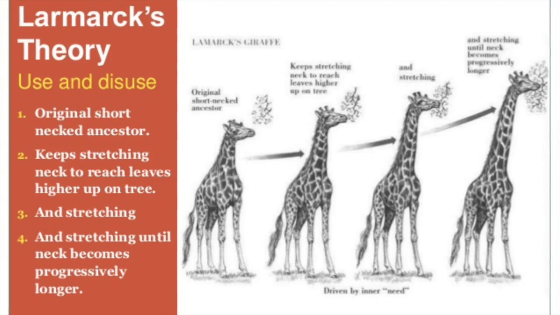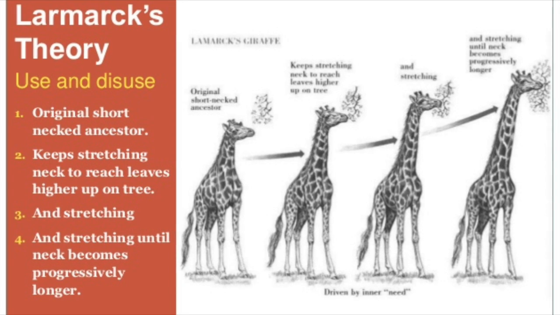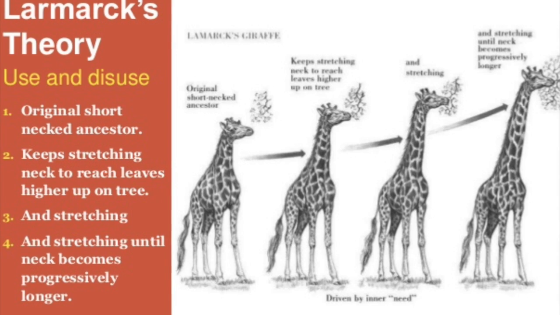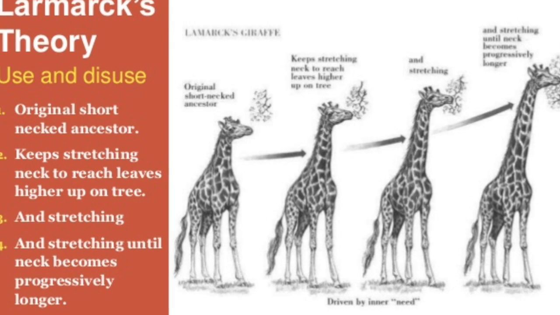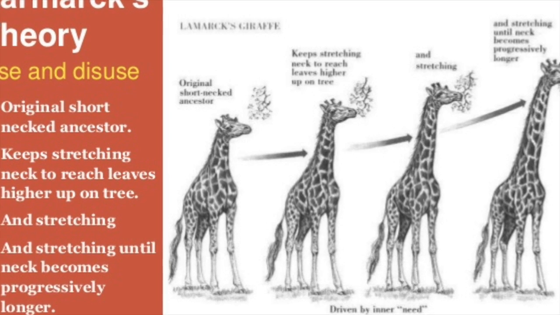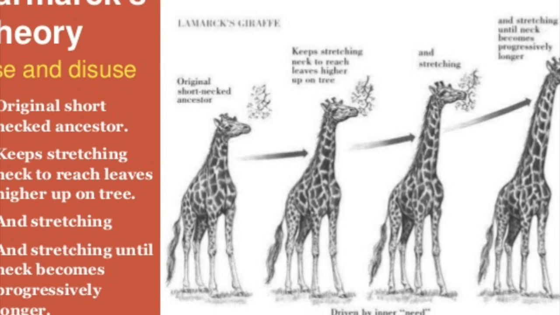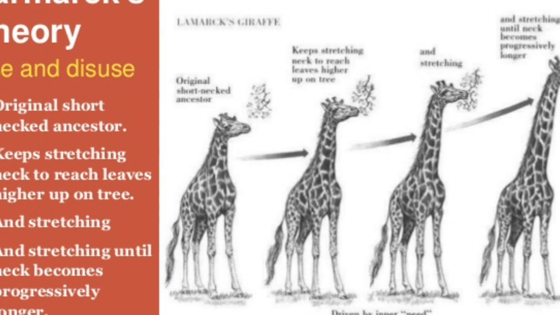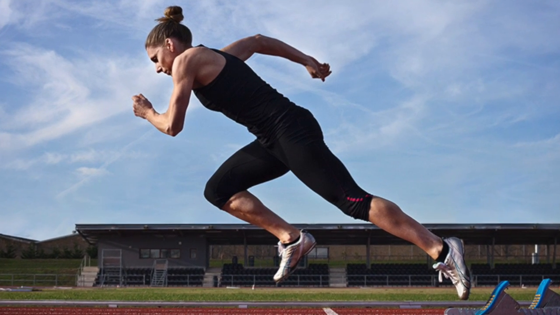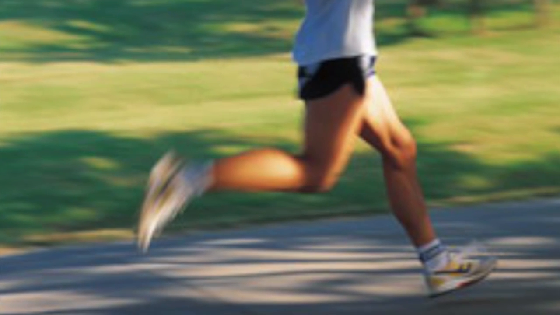An example of use and disuse is how an animal uses a particular part of its body, and the stronger and better developed the part becomes. For example, giraffes, and how over time a giraffe's neck gets longer and stronger because they stretch their necks to reach their food from trees or higher places. Another example is an athlete, and how he or she develops the strength of certain muscles by constant use.